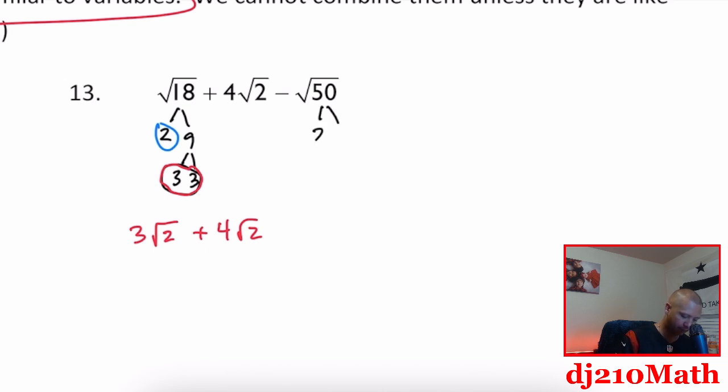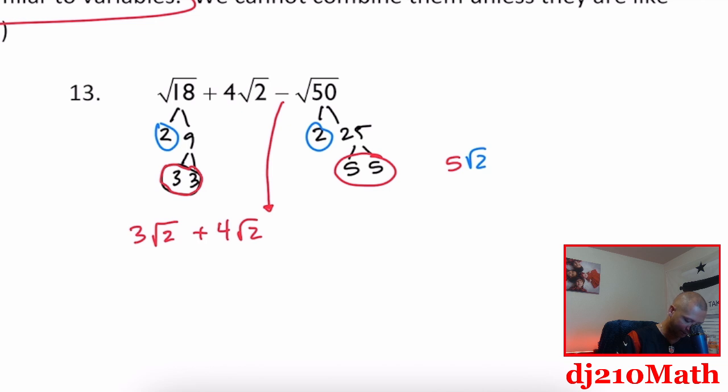And then 50 is 2 and 25. 25 is 5 and 5. So the 5 can come out as a single 5. And then the 2 is left behind. So root 2. Notice this symbol is minus, so negative 5 root 2. Now, they all have root 2, root 2, root 2. So all the things are alike, so we can combine all of these.